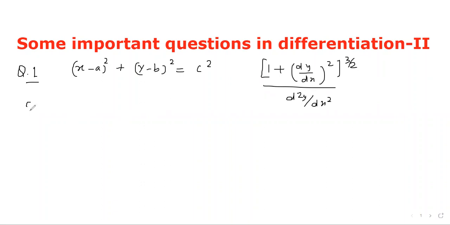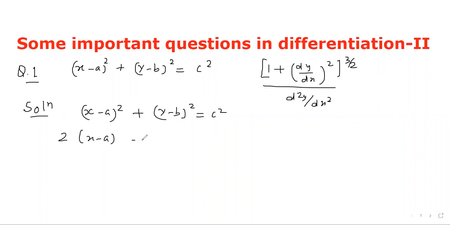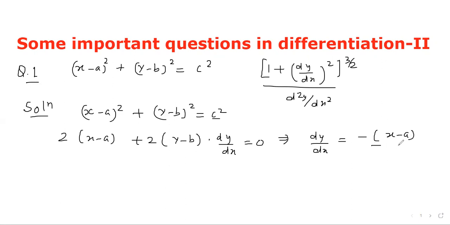Let's see how. Solution. So (x minus a) whole square plus (y minus b) whole square equal to c square. We differentiate it, so it will become twice of (x minus a) plus twice of (y minus b) times dy by dx equal to 0, because c is a constant. From where we get dy by dx equal to minus (x minus a) divided by (y minus b).